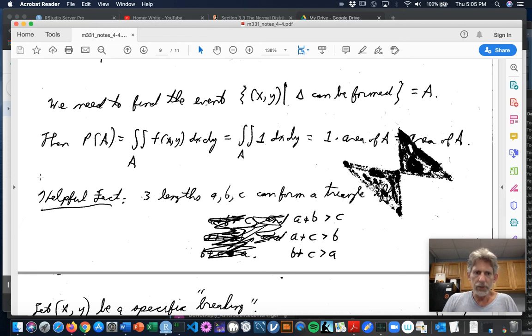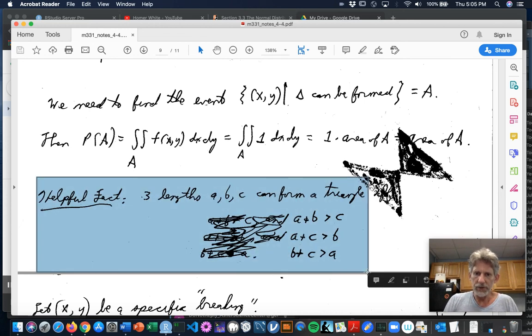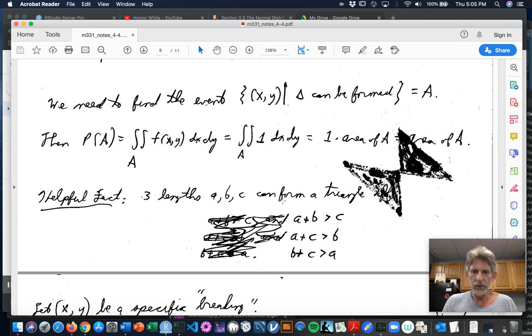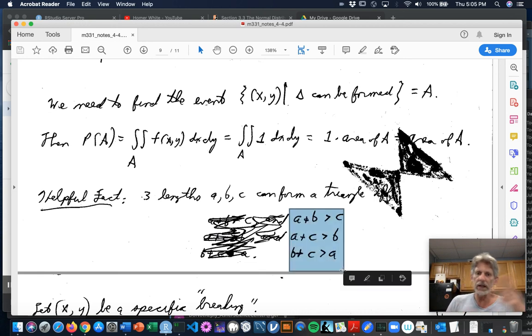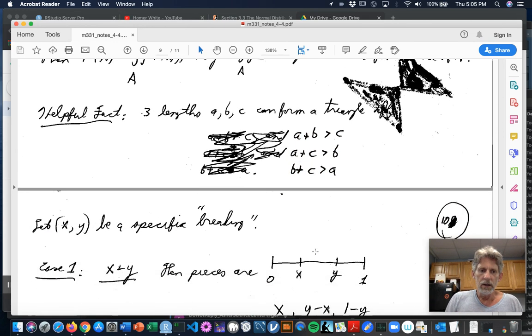It's really helpful to remember the law of triangles, from middle school geometry or something. If you've got 3 sticks of length A, B, and C, they can form a triangle if the sum of any 2 of the lengths is bigger than the 3rd length, and vice versa. It's an if and only if relationship. So you would need these 3 inequalities to hold. A plus B would have to be bigger than C, and A plus C would have to be bigger than B, and B plus C would have to be bigger than A.